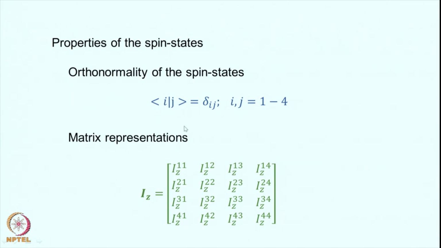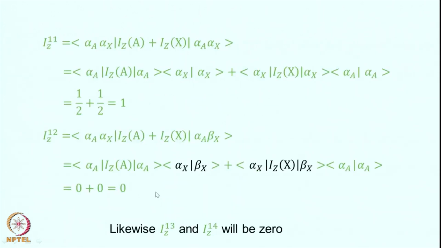So how many matrix elements will be there for the 2 spin states? Since there are 4 states, so 4 ket states and 4 bra states, and therefore this will be a 4 by 4 matrix for the Iz operator, and likewise for the Ix and the Iy operators. So it will consist of these elements Iz11, Iz12, 13, 14, 21, 22, 23, 24, 31, 32, 33, 34, 41, 42, 43, 44, and these are the matrix elements we have to calculate. Let us illustrate how these can be calculated.